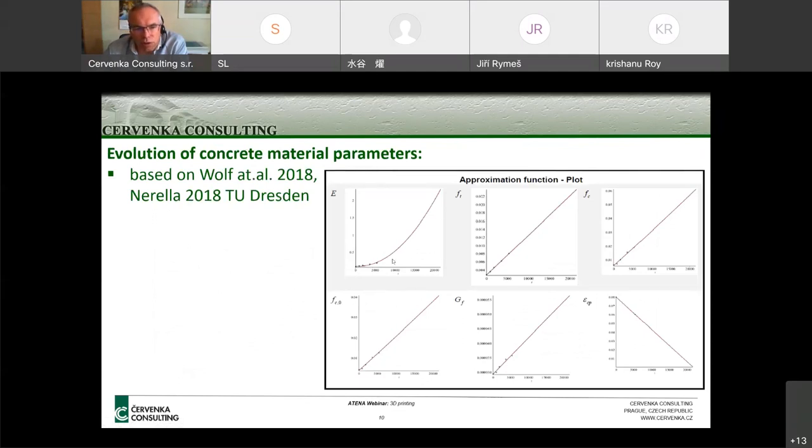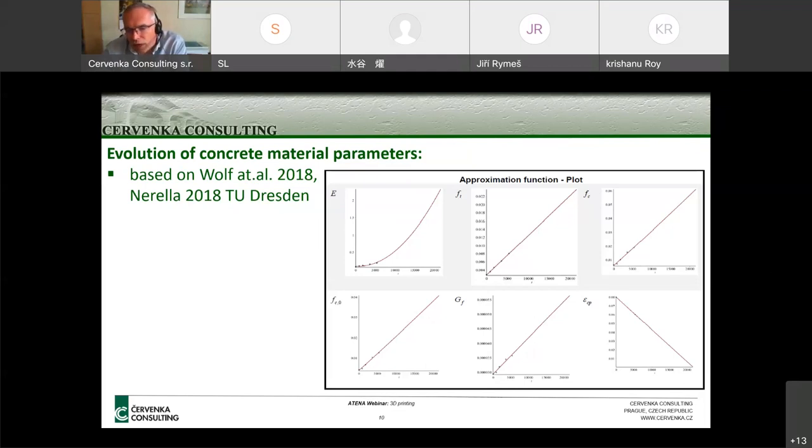So we see how the Young's modulus is developing in time, tensile strength and compressive strength. As you see here, more or less linear relations were defined. And you see that most of these parameters are increasing in time. But for instance, this epsilon CP, which controls the ductility of the material in compression, is actually decreasing in time. Typically, when the concrete is very fresh, it is much more ductile than when it starts hardening. So this is the key.